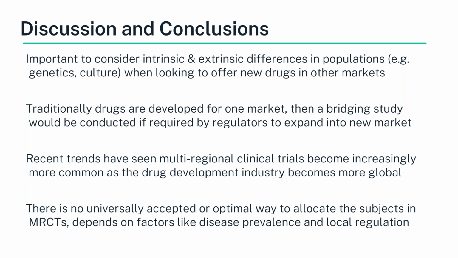Just a reminder, we began discussing the importance of considering intrinsic and extrinsic differences in populations as described in ICH E5 when you want to offer new drugs into other markets. We then spoke about how traditionally drugs will be developed for one market in conjunction with that single regulator, and then bridging studies may or may not have been used on an ad hoc basis if required by the regulators when the product was to be expanded into a new market.